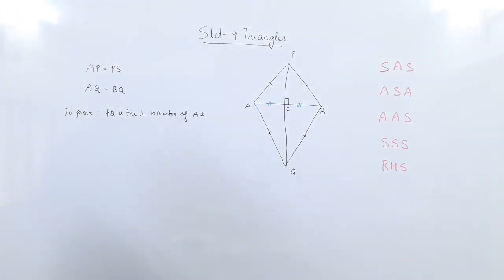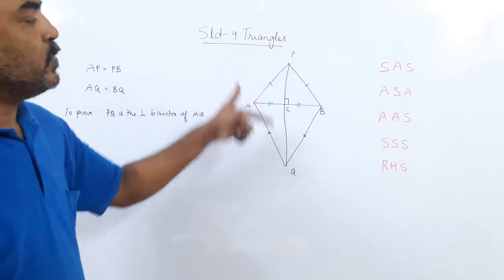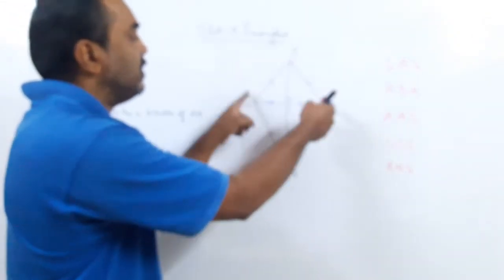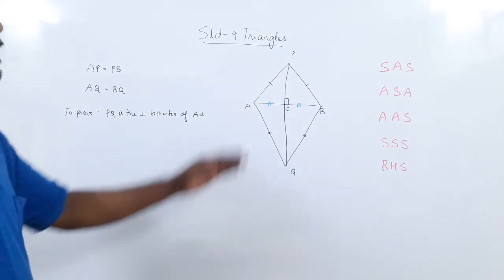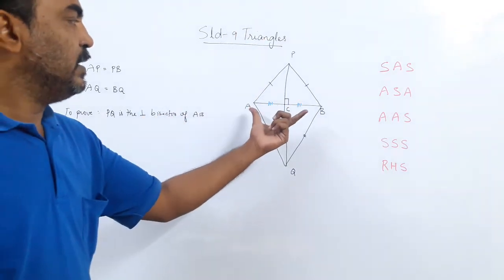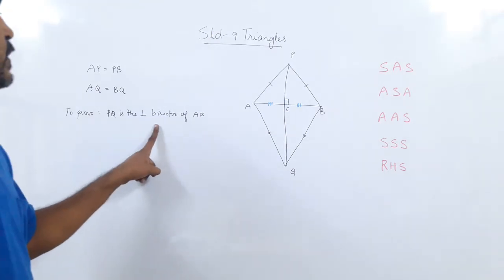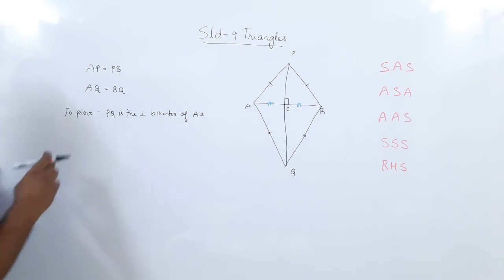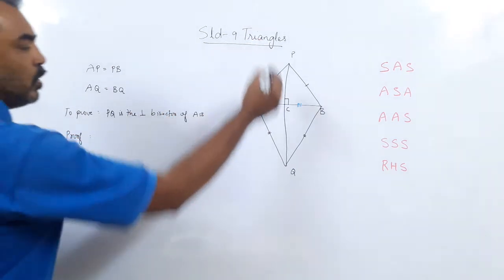So what is the question again? Given a line segment AB, P and Q are on the opposite sides in such a way that they are equidistant from AB, means the distance is equal. So AP equal to PB, AQ equal to QB, and you have to show that PQ cuts AB exactly into 2 parts at 90 degree, means PQ is the perpendicular bisector of AB. So here we'll have to go in a sequence to prove it. So first the proof. You join PQ.